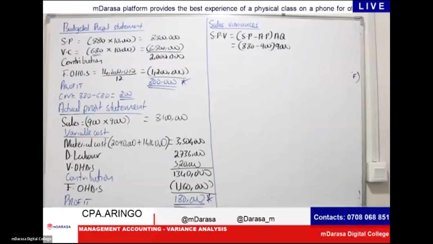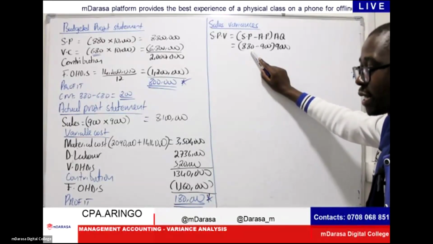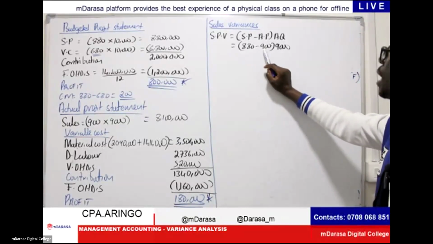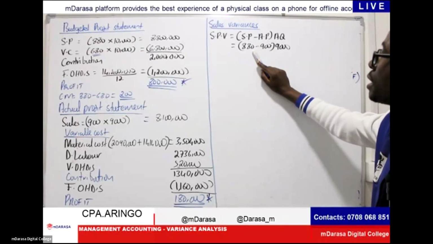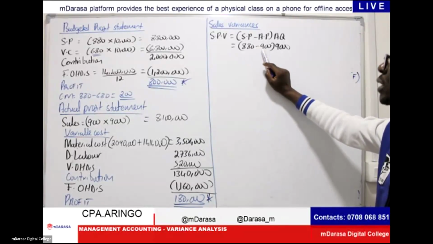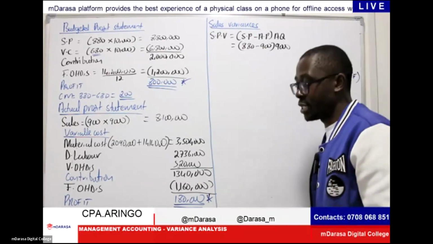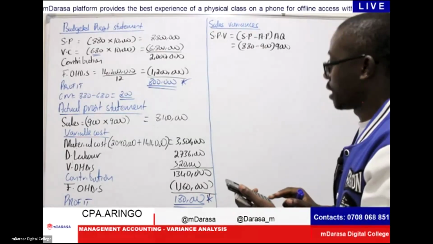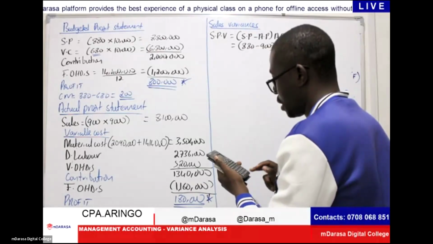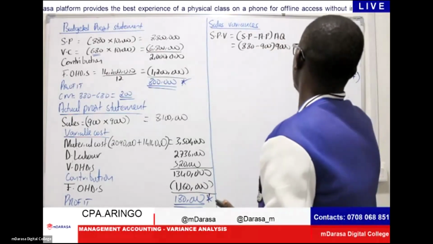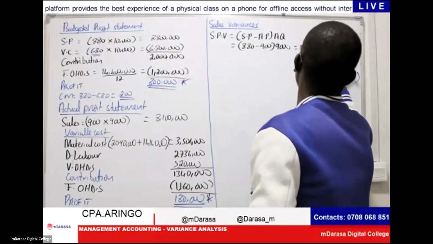So we had budgeted to sell our product at 880. We ended up selling it at 900. The question you need to ask yourself is, are you dealing with a favorable variance or an adverse variance? It is favorable, because you are selling for more than what you had anticipated. So we have 880 minus 900, times 9,000, which gives us 180,000 favorable.